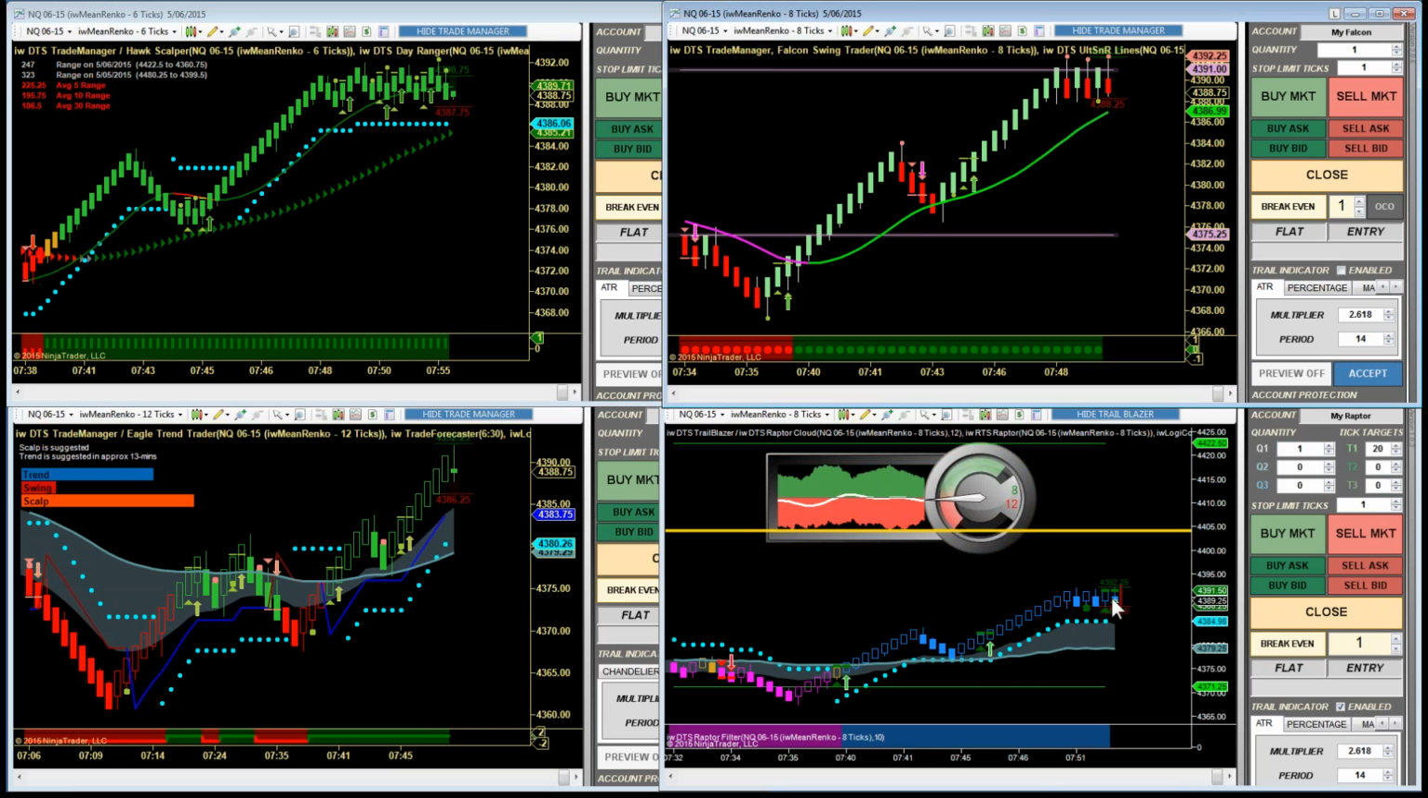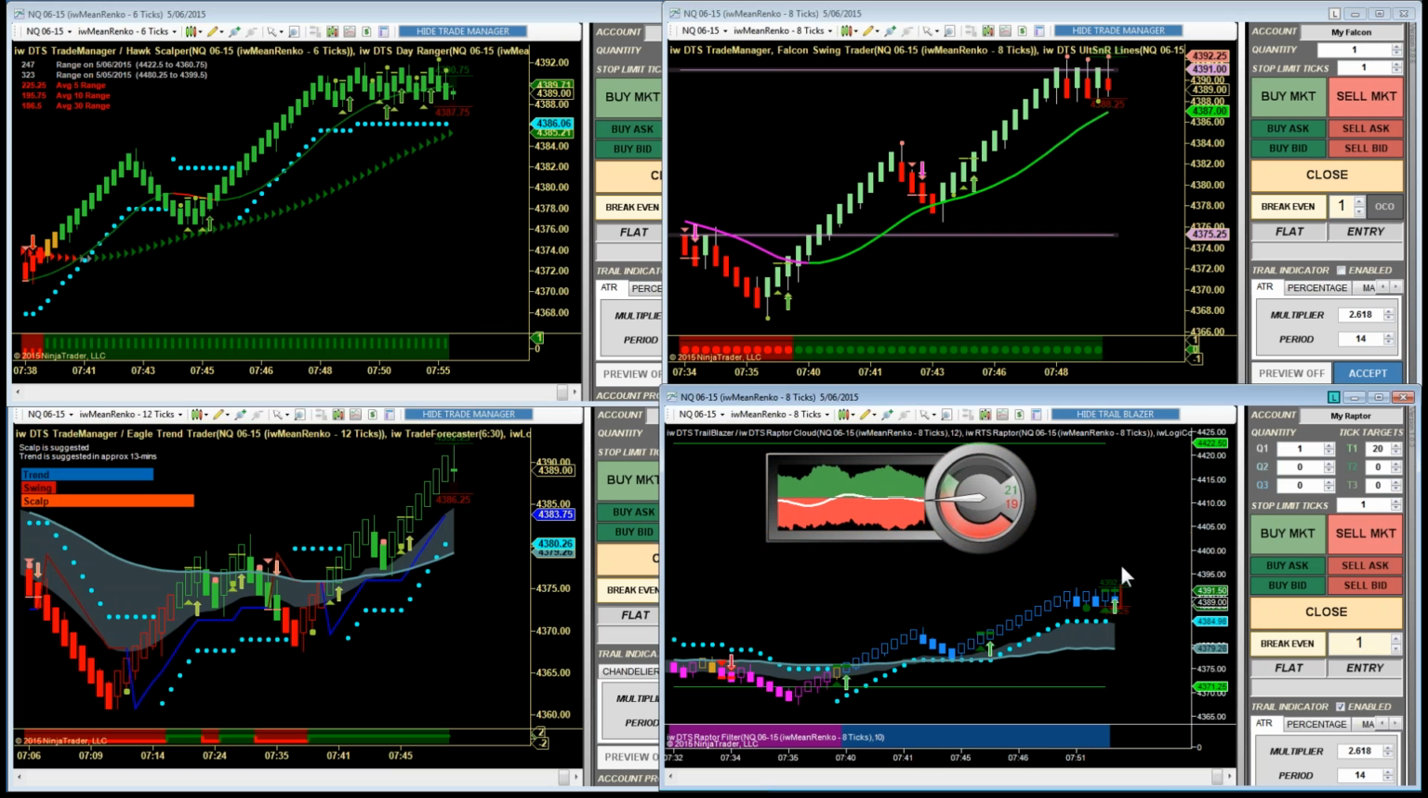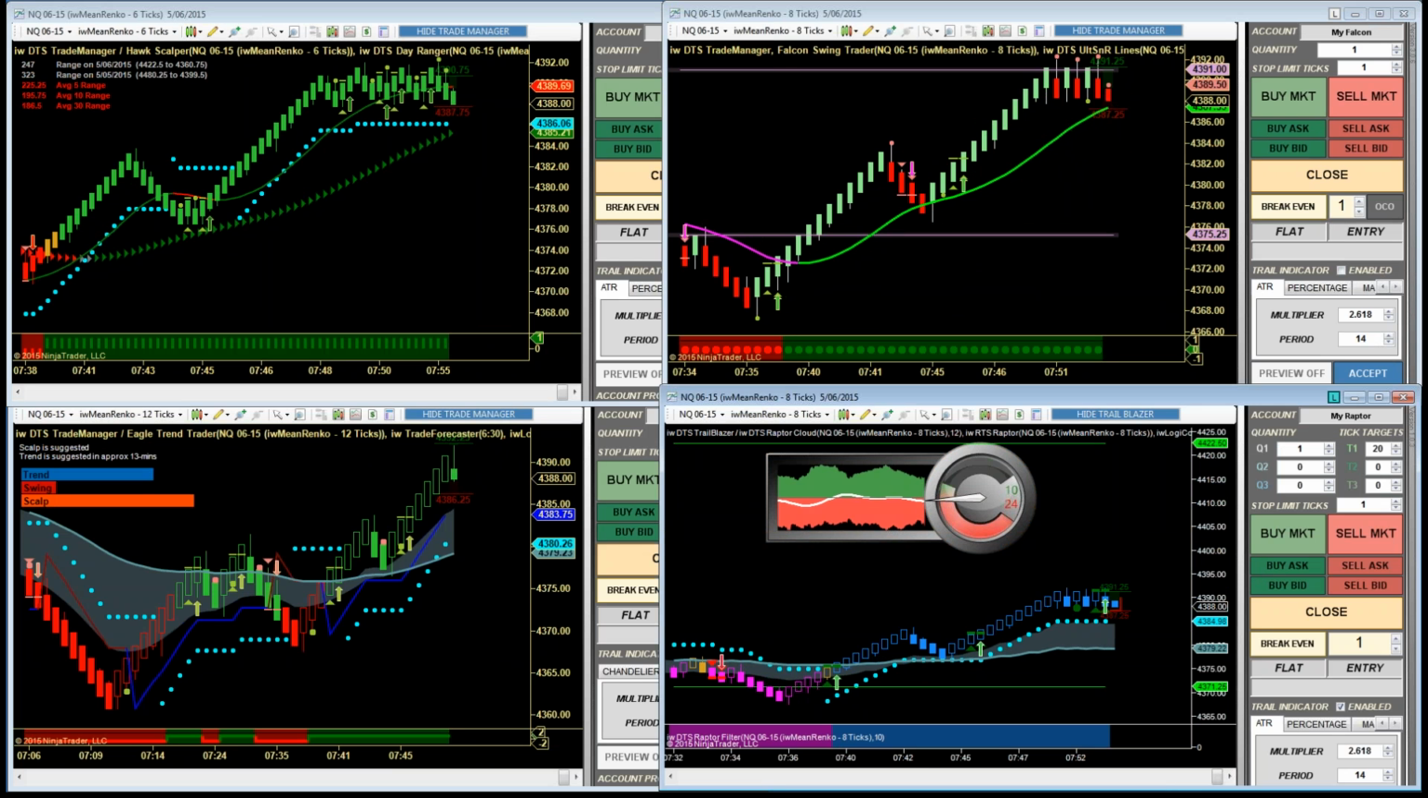I've seen a lot of trading systems, but I have never seen anything as even remotely as strong as DTS. And I'm not just saying that. I've had an opportunity to use stuff, and this is pretty powerful stuff.